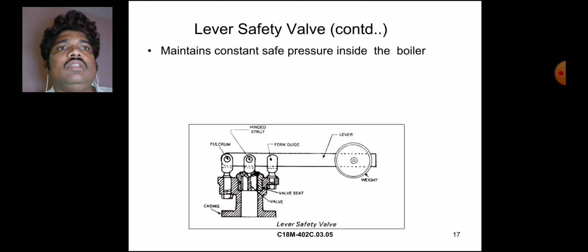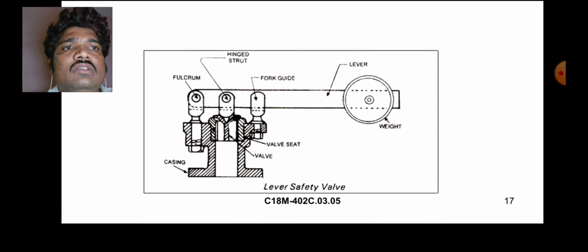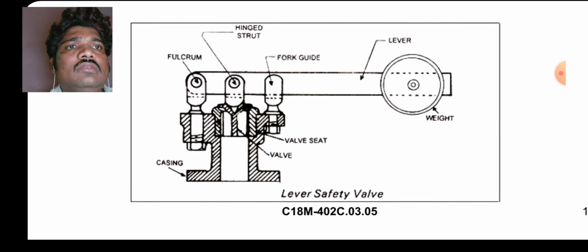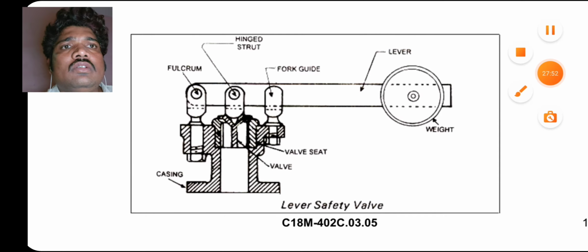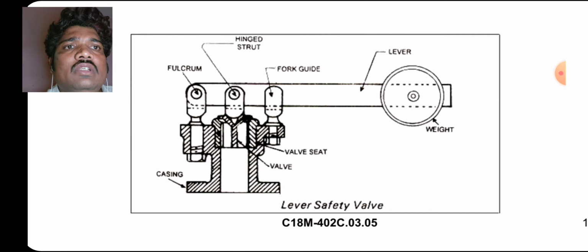Next is the lever safety valve. The lever safety valve maintains constant safe pressure inside the boiler, as shown in this figure: hinged strut, fulcrum, fork guide, lever, weight, valve seat, valve, casing. These components are there in the lever safety valve.